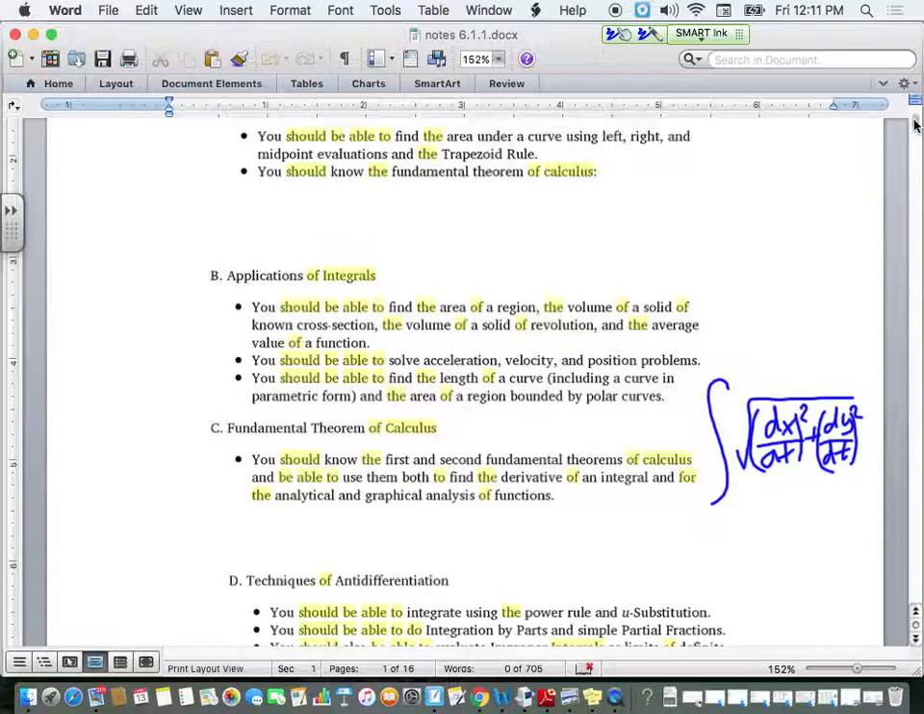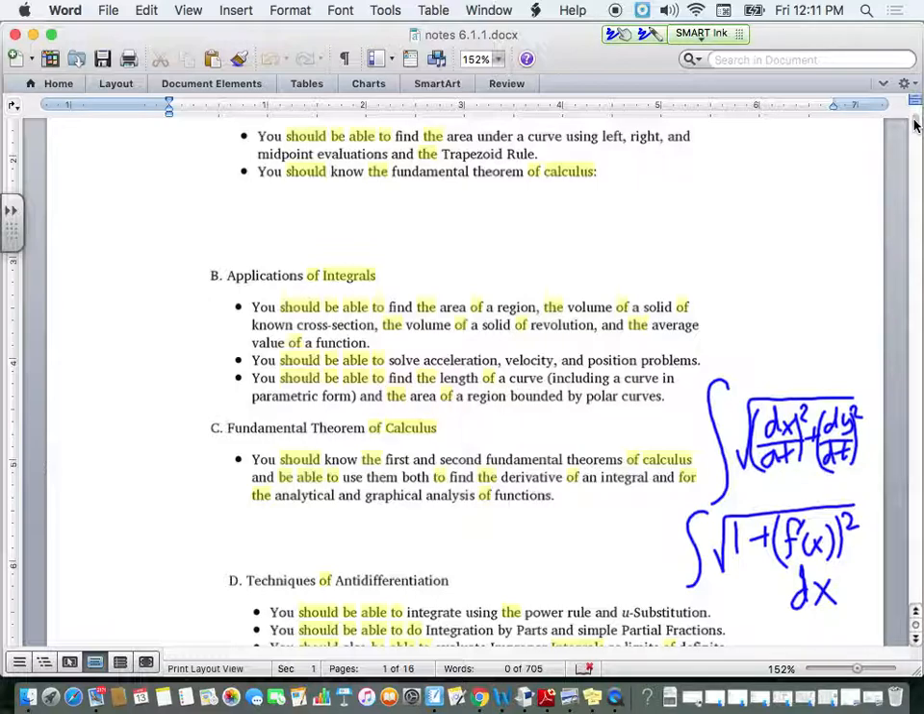All right, and then if it's a regular function, it's the integral of the square root of 1 plus dy/dx, or f prime of x, squared dx. There was a polar form, let's see, do we need polar?